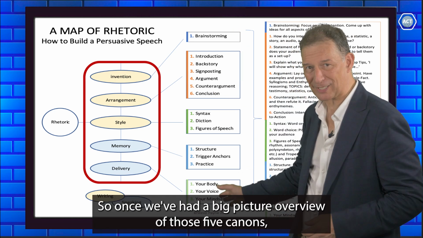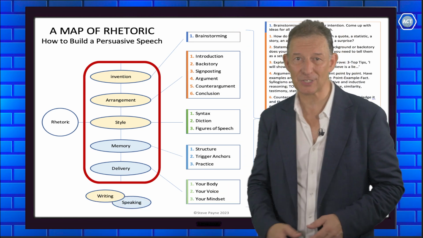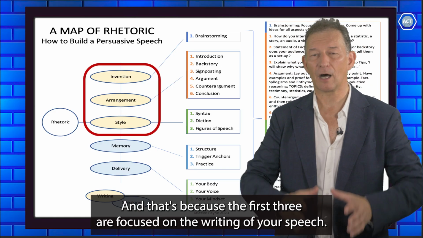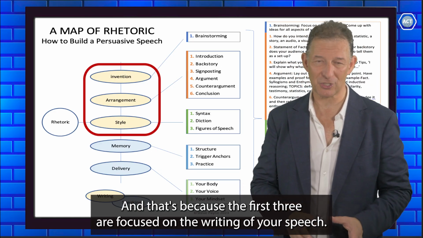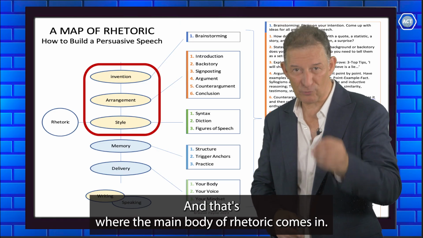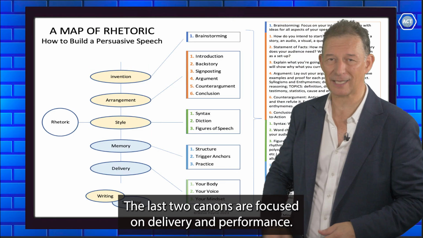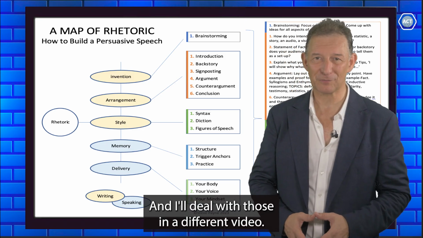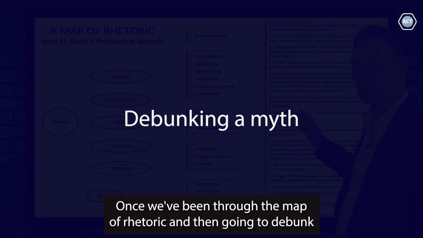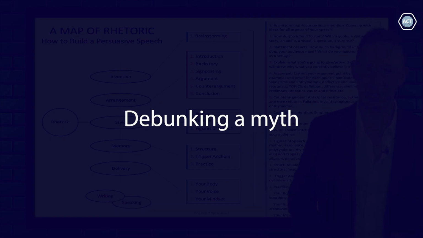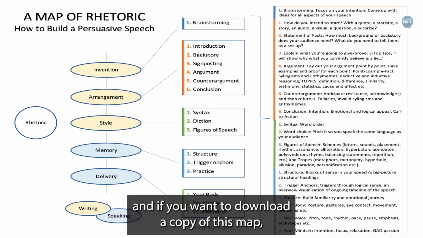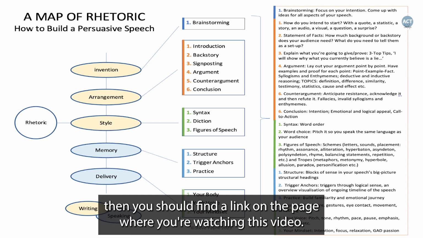So once we've had a big picture overview of those 5 canons, I'm going to zone in to those first 3. And that's because the first 3 are focused on the writing of your speech, and that's where the main body of rhetoric comes in. The last 2 canons are focused on delivery and performance, and I'll deal with those in a different video. Once we've been through the map of rhetoric, I'm then going to debunk a myth about rhetoric, which I think needs debunking. And if you want to download a copy of this map, then you should find a link on the page where you're watching this video.